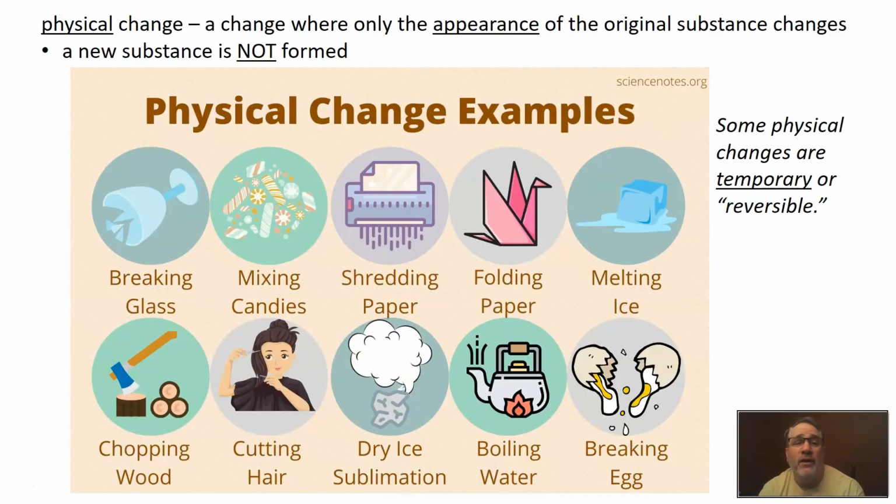There are lots of examples of physical changes. The key thing to keep in mind is that some physical changes are temporary, like all phase changes. We can melt ice into water. That's a phase change. But then we can also refreeze that liquid water back into ice. So some of these physical changes are very much reversible. A physical change is only a change in appearance. We do not have a new substance formed. Breaking a glass, shredding paper, folding paper, melting ice, any of these in this big list are good examples of physical changes.